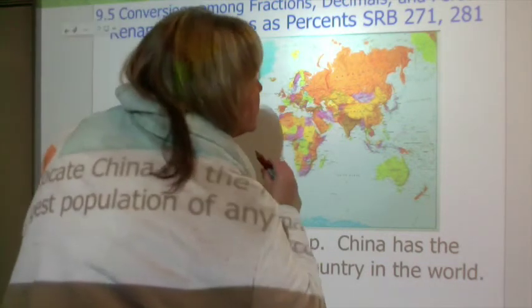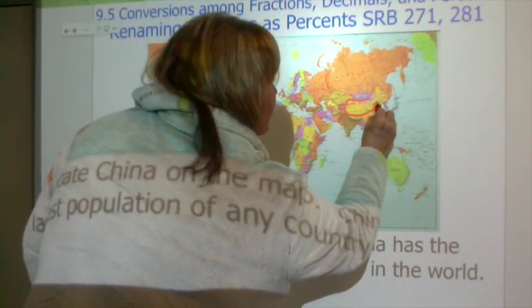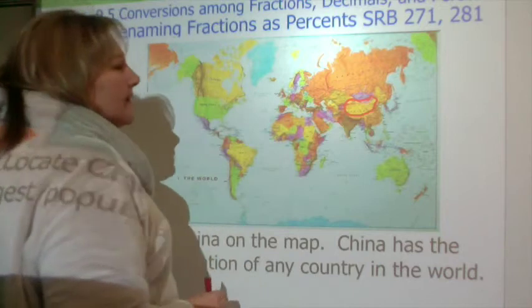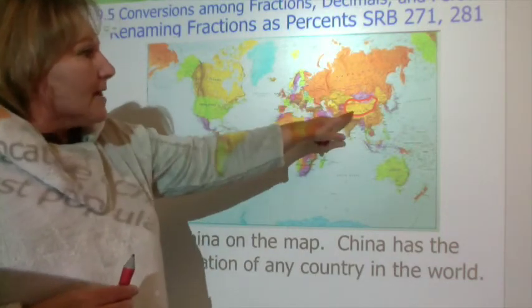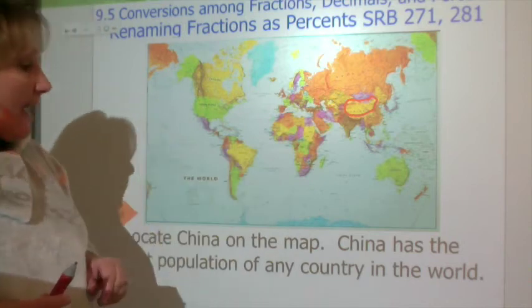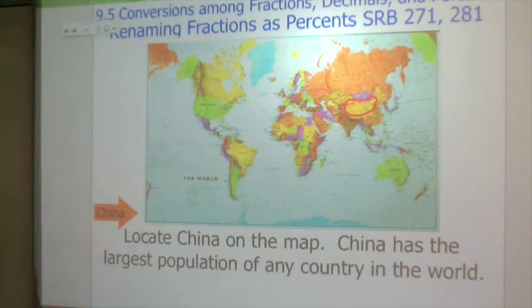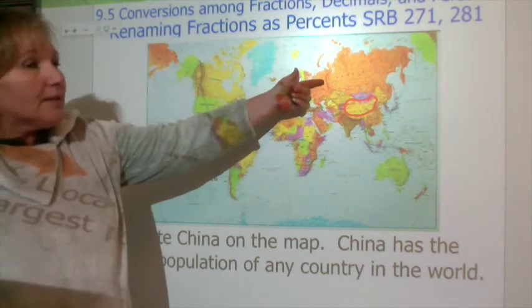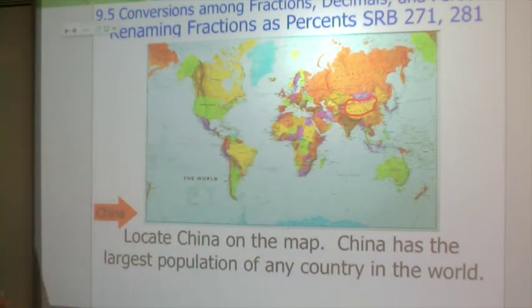China is this area right here. Can't tell if it quite goes up there. That's China. Now look at the comparison of China to Russia. This area of land, China, has the largest population of any country in the world. Russia has the most land. China has the most population, the most people living there.